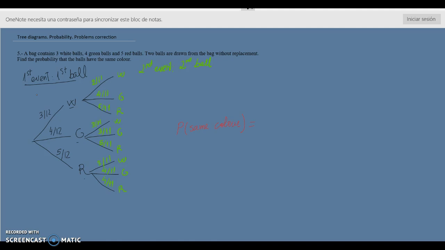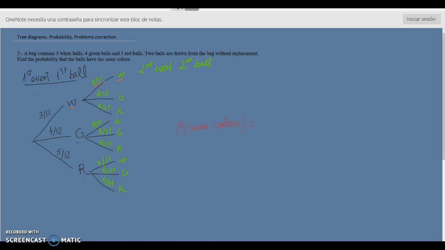We have to subtract one ball from the total. For that reason, we have 11. For example, if the first ball is white and in the second draw we take another white, we have two balls now.